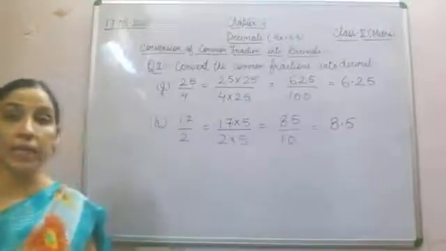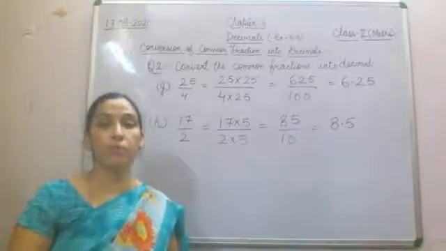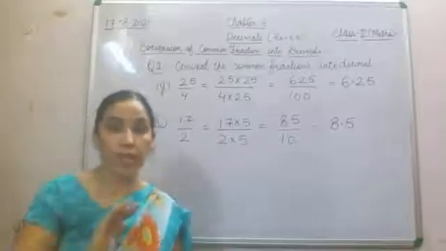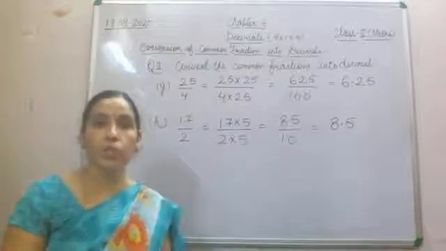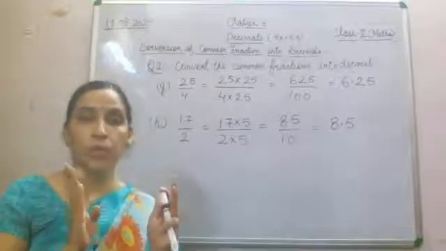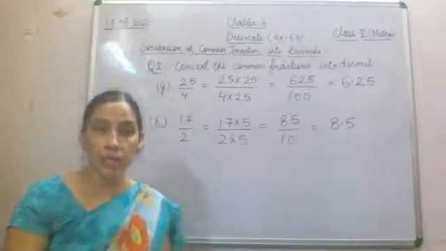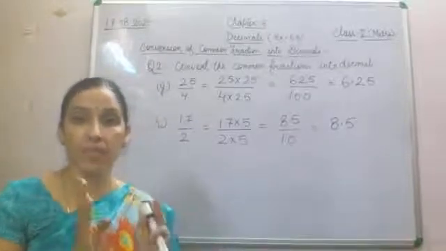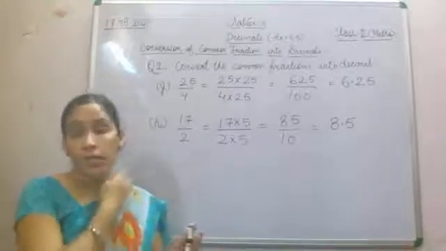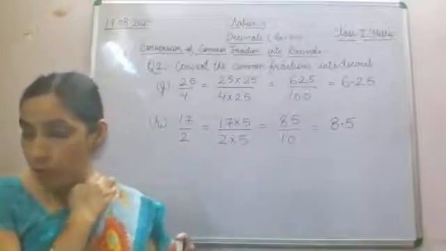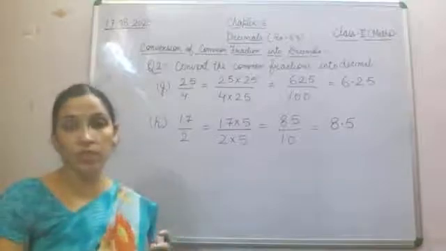So children, till here we have completed the question. What do you conclude from this method? That you can change any common fraction into decimal. The only thing which you require is that you must have 10, 100 or 1000 in the denominator, because we have the decimal places which are 10, 100 and 1000. So I hope the concept will be clear. So let's do few more questions which are given in your book.